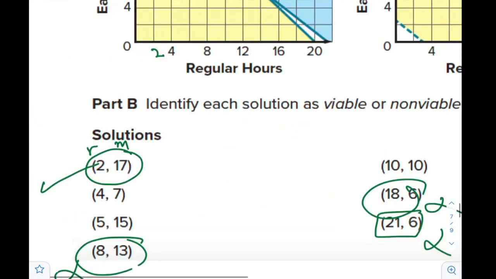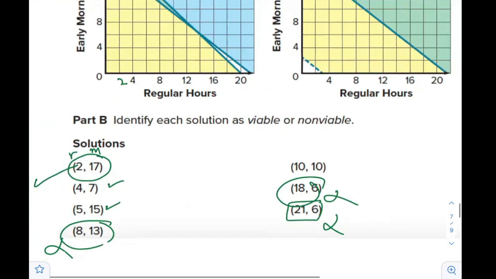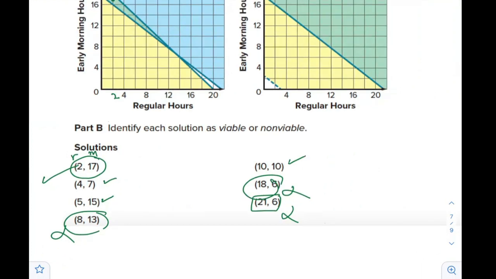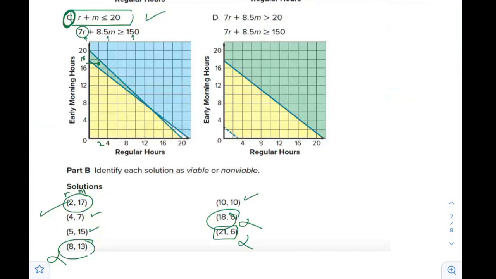4 plus 7, 11. So مبدئيا الجمع صح. وهاي less than or equal to 20 صح. And this one also less than or equal to 20 صح. So we need to check the other one. The 3 of them have satisfied the first one. We need to check the other one by multiplying 7 by 4 plus 8.5 times 7.